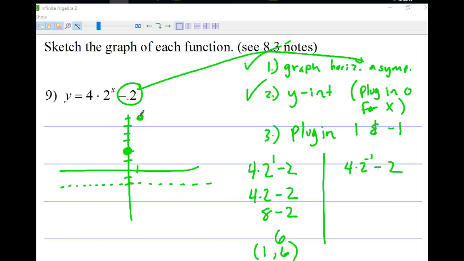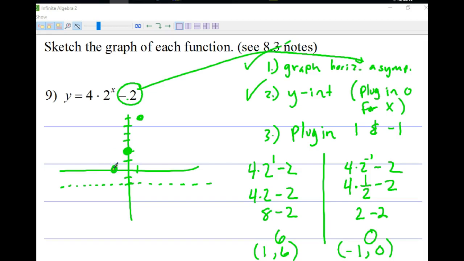And then when I plug in the negative 1, there's a few ways you could find out what 2 to the negative 1 is. First of all, you just put it in a calculator. You'll get 0.5. Or you can just remember that a negative exponent makes a reciprocal. 4 times a half is 2, and 2 minus 2 is 0. So when I plugged in negative 1, I got 0. So at negative 1, we're right here.